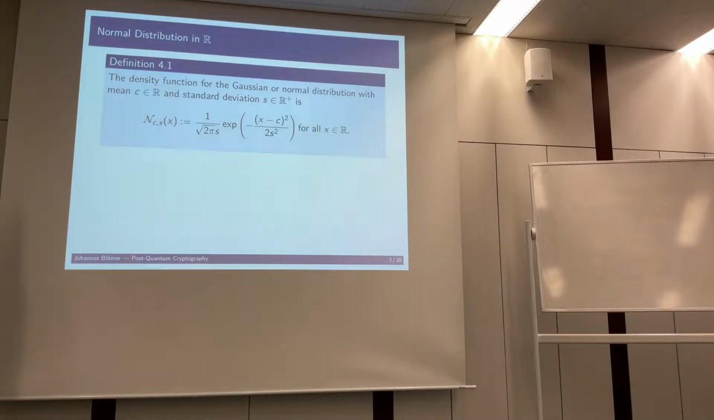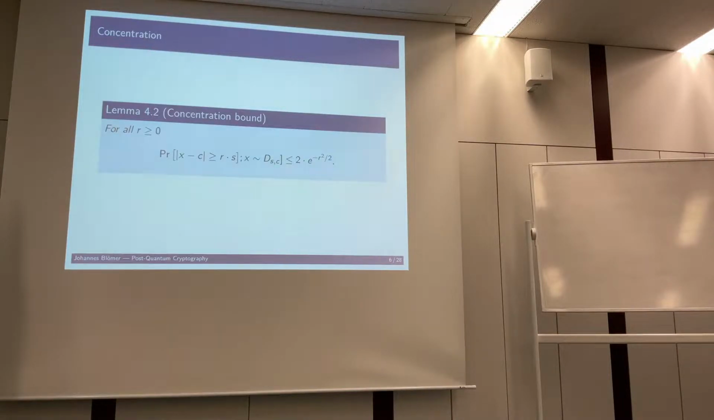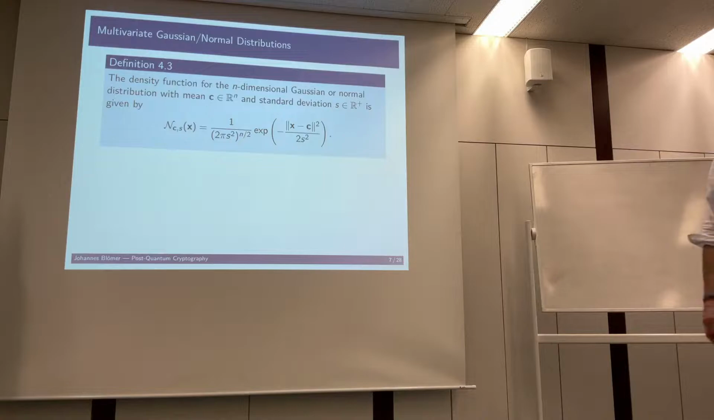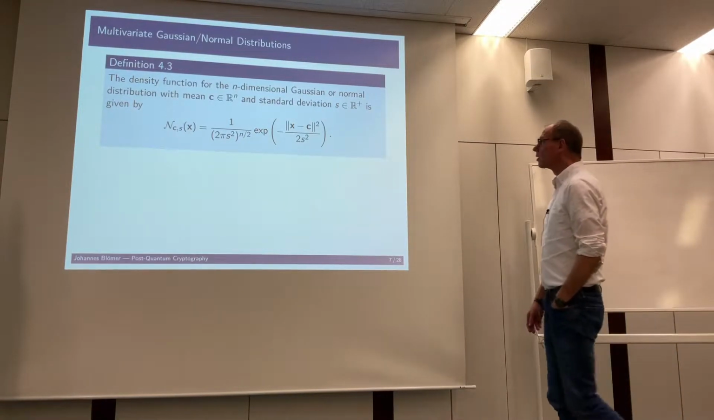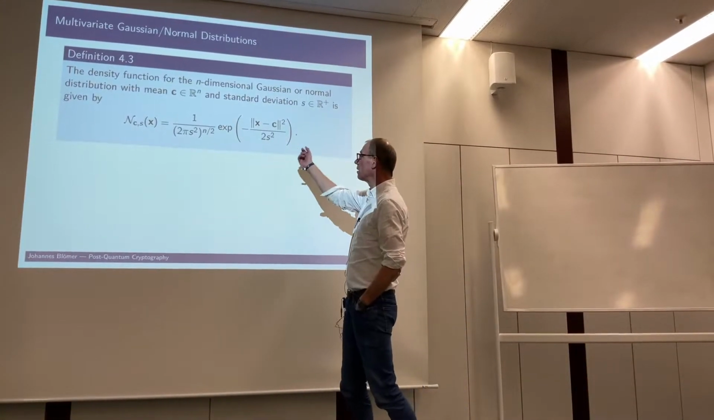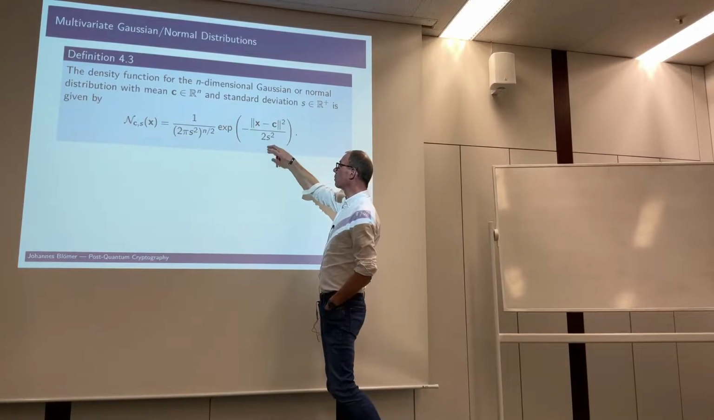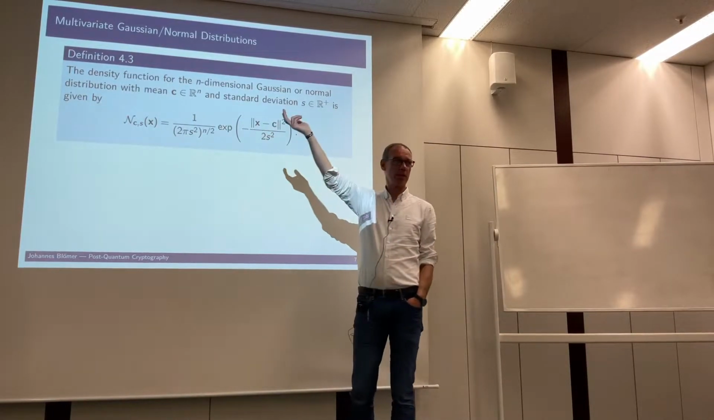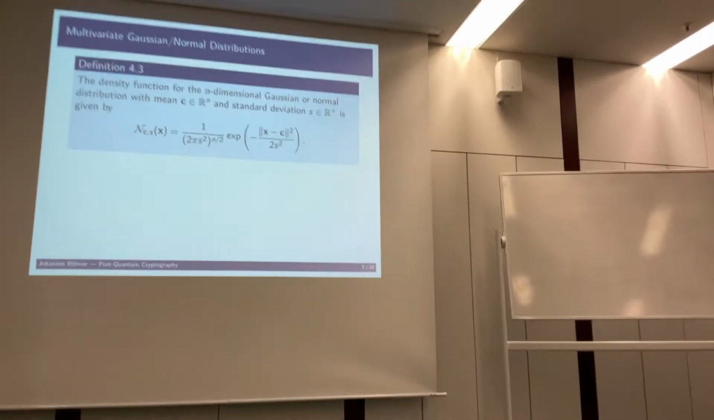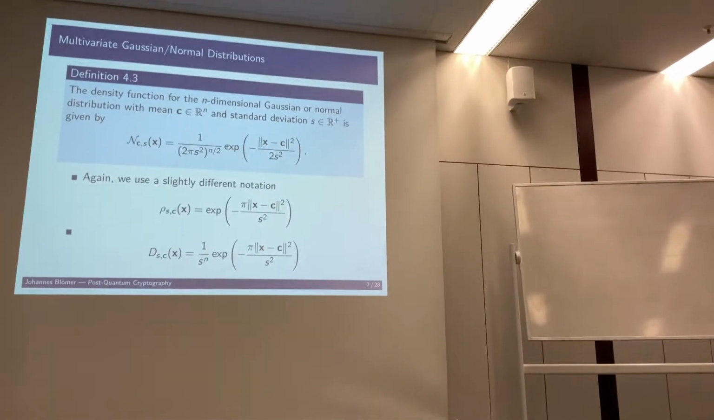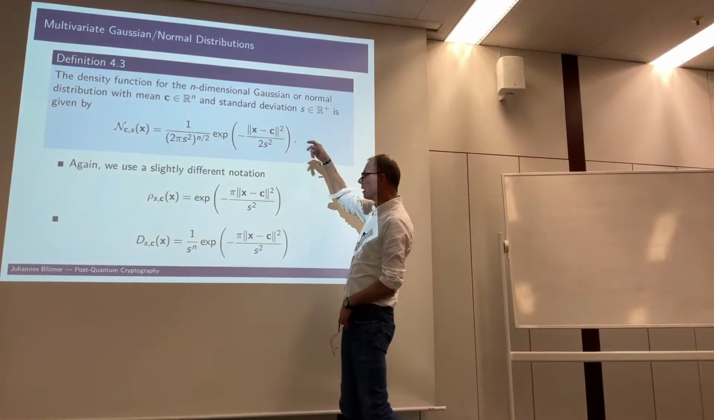Just recall that we had these Gaussian distributions, and let me go immediately to the multivariate stuff. This is the density function of the usual Gaussian distribution, where the density of an element decreases exponentially in the square of the distance to the center, or the mean, of this distribution.